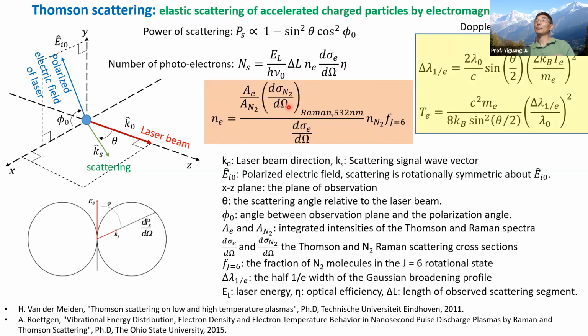Also, when electrons are accelerated in the electric field and move towards or against the laser beam, they generate Doppler broadening. If you measure the broadening of the scattering signal, the Doppler broadening is a function of the speed of the electrons, and the speed of electrons is a function of electron temperature. Therefore, by measuring the Doppler broadening, you can measure the electron temperature.